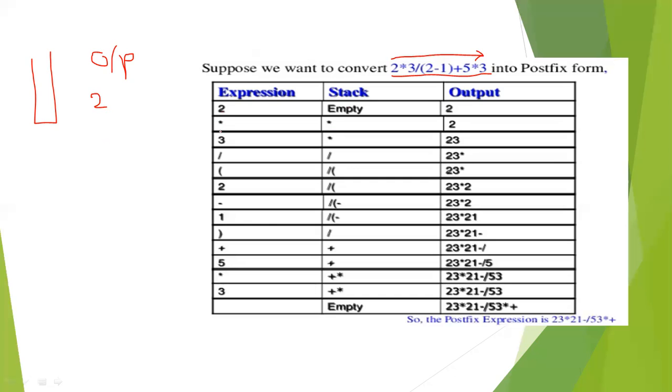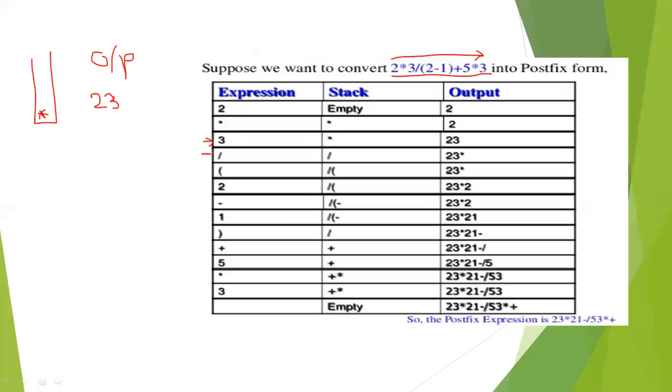Now the next token is an operator. If it is an operator, what do we need to do? We have to push it onto the stack top. So multiplication is pushed onto the stack top. Now the next character is an operand. So if it is an operand, we have to append it to the output string.